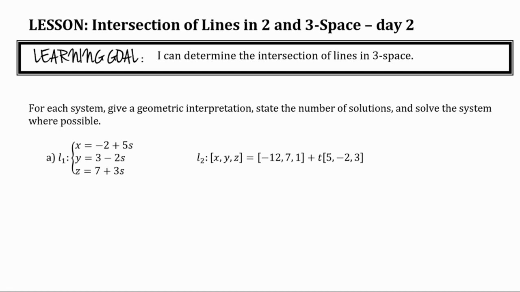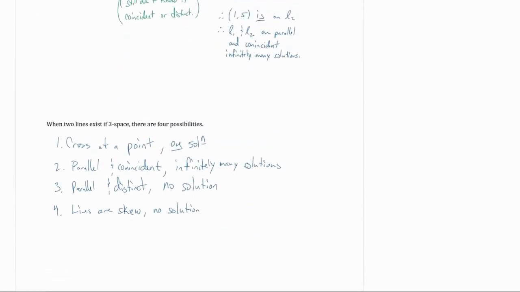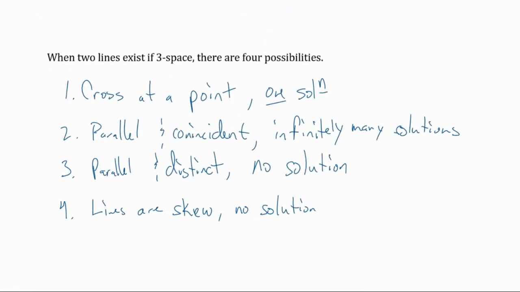In fact, let me go back and let's talk about our four options. Okay, so in two space, we can cross at a point, we can be parallel and coincident or parallel and distinct. And those are each a different geometric interpretation or geometric situation, and then they each have a different number of solutions as well. And that's part of the classification of the whole process: what's the interpretation, but then also how many solutions does that mean it has.